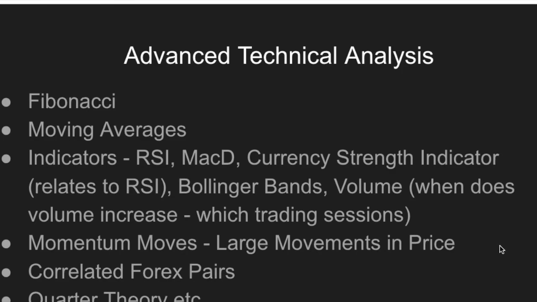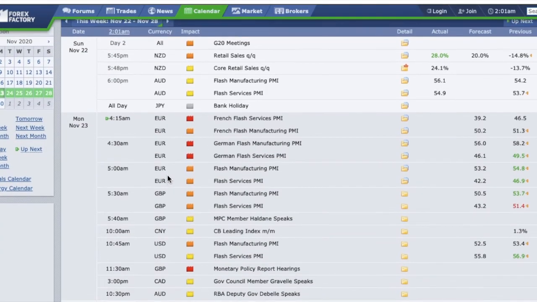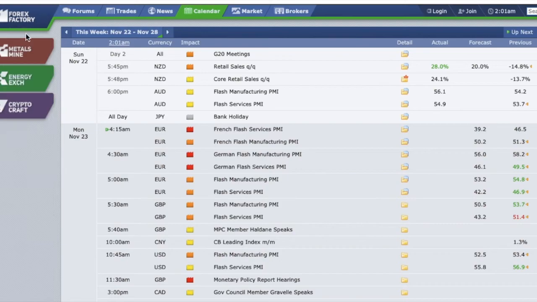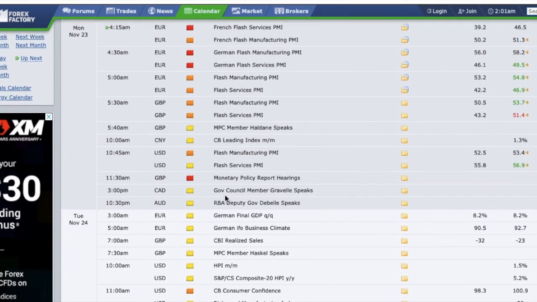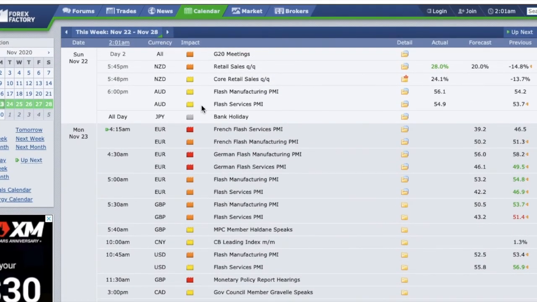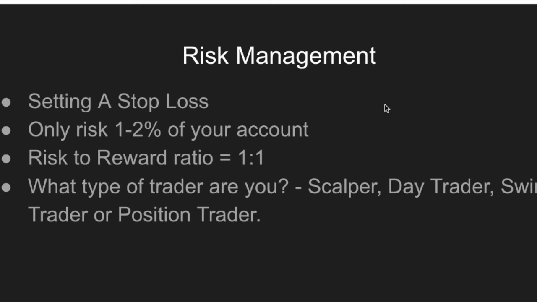Next up, we're looking at momentum moves. So you typically see large momentum moves when there's major news releases related to the particular currency pair. ForexFactory.com is the website you'll be using to see when the major news releases are scheduled. You'll see the corresponding pair as well as the time. Advice to traders who are just getting started is not to trade during high impact news releases. So wherever you see those red folders, don't trade that particular currency during that time.